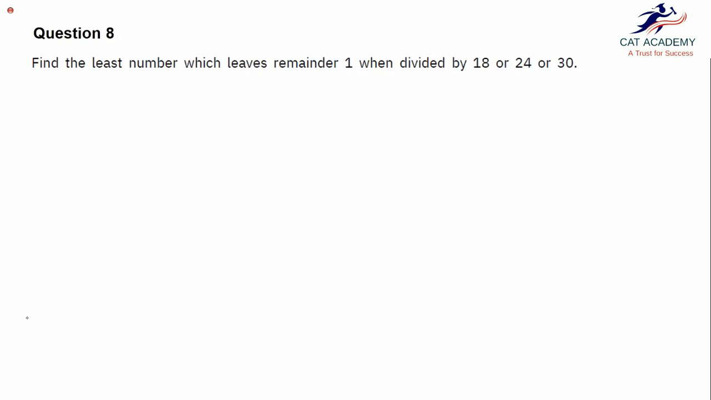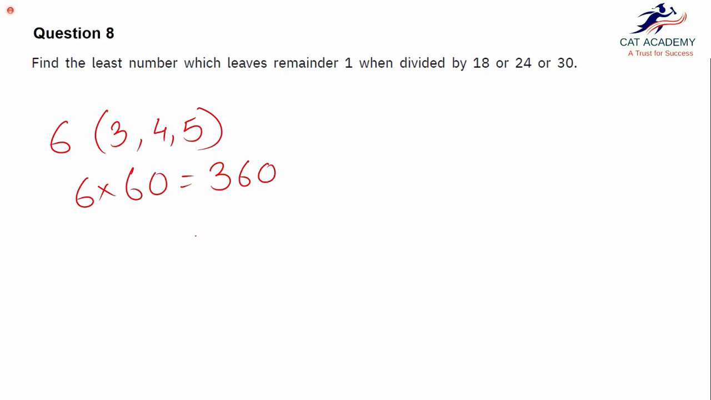So what is the LCM of 18, 24, 30? I can sense 6 is the HCF, take it common. I'm left with 3, 4, 5. LCM of 3, 4, 5 is how much? LCM of 3, 4, 5 is 60. And 6 I had taken common. So my overall LCM became 360, and plus 1. So my total number of chocolates is 361.